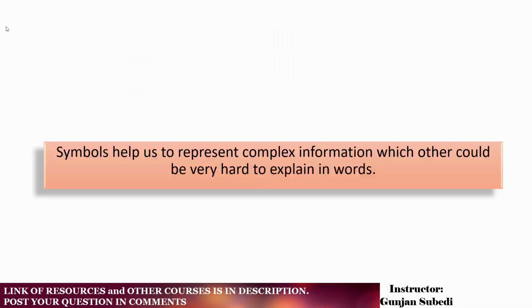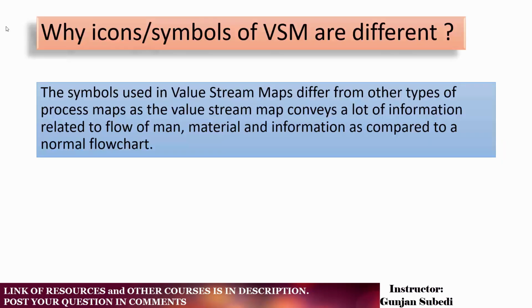Symbols are one of the most important aspects of any process map. They help us to represent complex information which otherwise could be very hard to explain in words. The symbols used in a value stream map differ from other types of process maps, as the value stream map conveys a lot of information related to the flow of man, material, and information as compared to a normal flow chart.